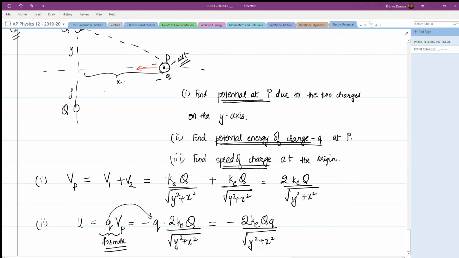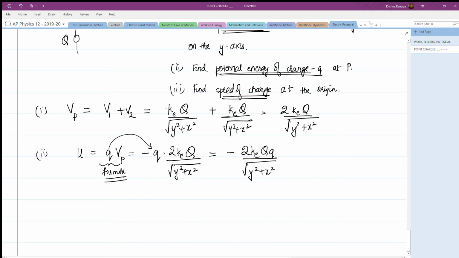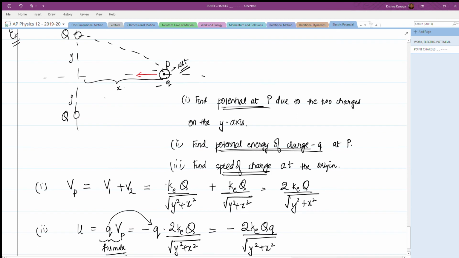Now, as it moves closer and closer to the origin, its speed is going to increase. So let's figure out what the speed is going to be. At this point, you should be asking yourself, what concept are we going to use to figure out the speed? If you're thinking about using forces here, that would be incorrect.